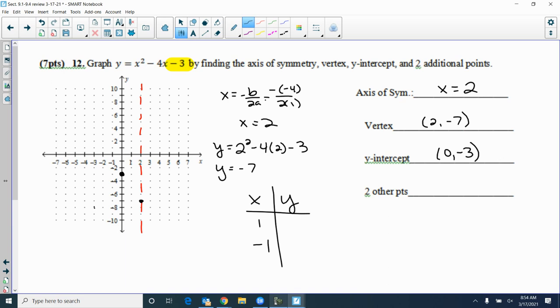Preston, you got something plugged in? What'd you get for 1? -6. And what'd you get for -1? 2. Do we agree? So if I go to 1, -6, I put a dot. And I go to -1, 2, I put a dot. You should have 3 points on one side, which means you're gonna have 1, 2, 3, 1, 2. You go to the mirror point.